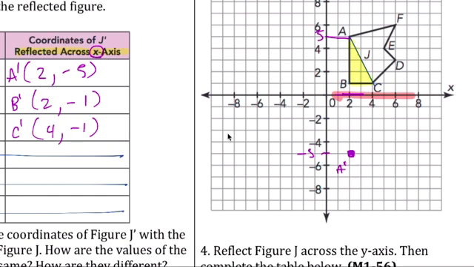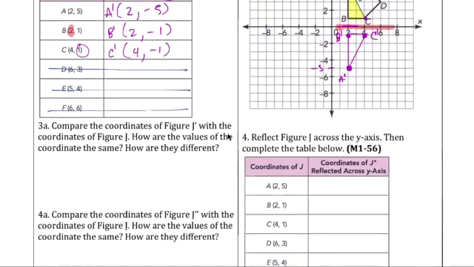So 2, 1 is right there. Notice it's the exact same spot as B. That's B prime. And then C is 4, -1. Exact same prime. So C prime right there, connect them. And there goes that. It stays congruent.